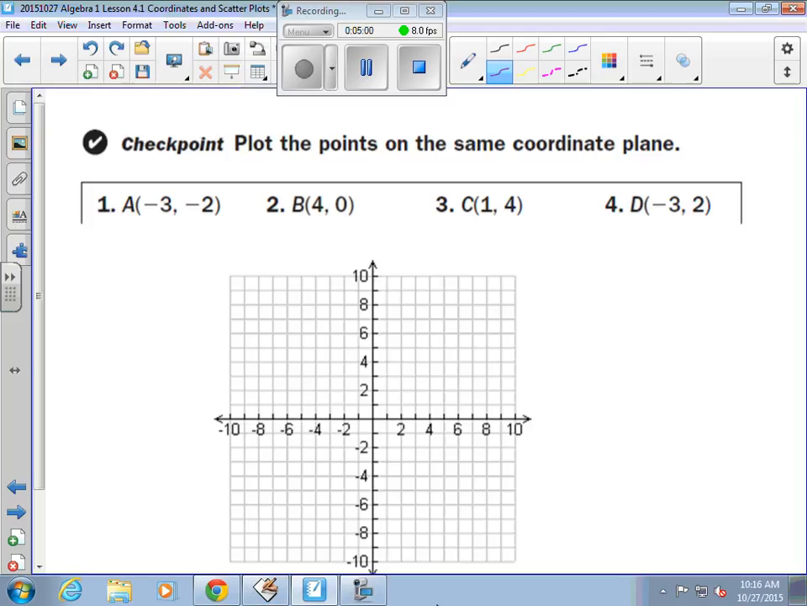Here's a checkpoint. It says plot the points on the same coordinate plane. Take about 1 minute and do that real quick, and then we'll graph them together and see if you got them right.